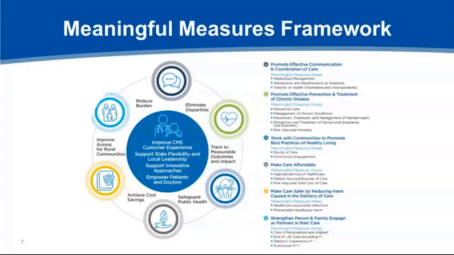Then we have the 6 health care priorities for CMS, which are depicted by the 6 pictures along with the goals in the list. And those 6 priorities are further specified into 19 meaningful measure areas. And hopefully in looking at these various meaningful measure areas, you'll see how these all relate to patients, to patient experience, to patient satisfaction, to improved patient outcomes.